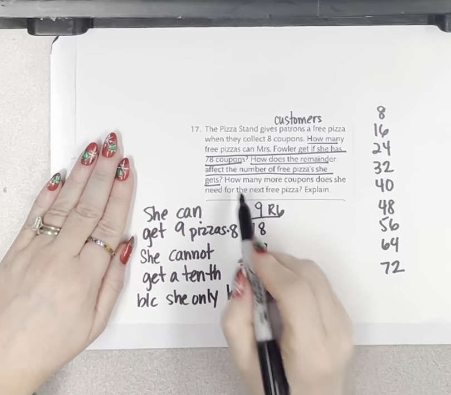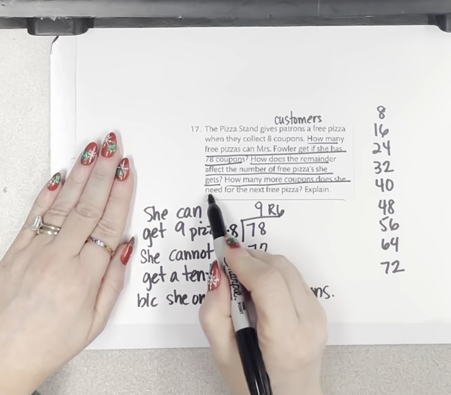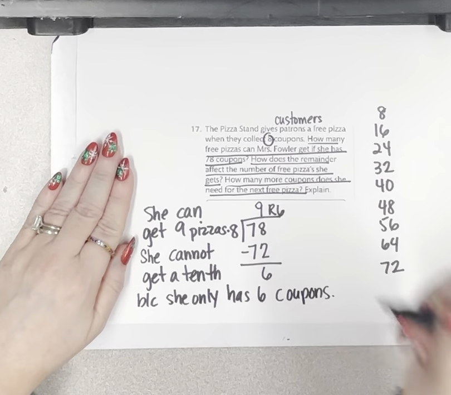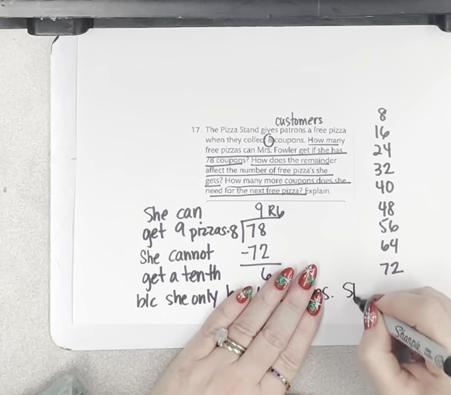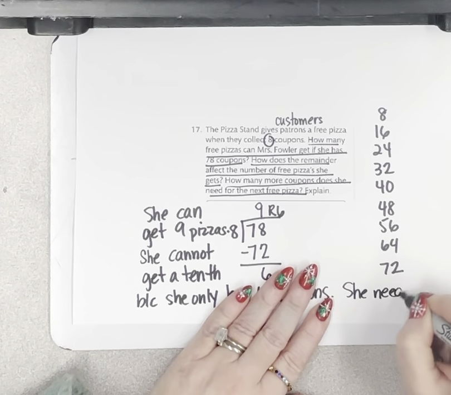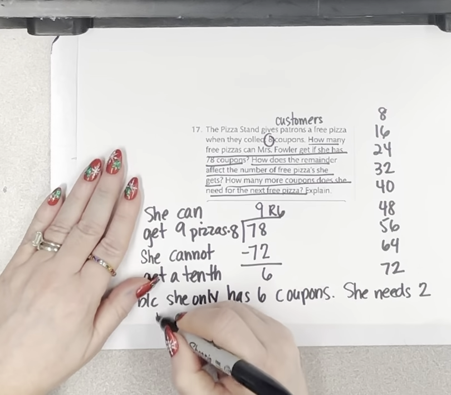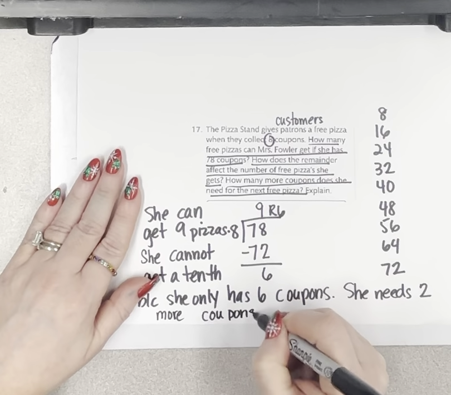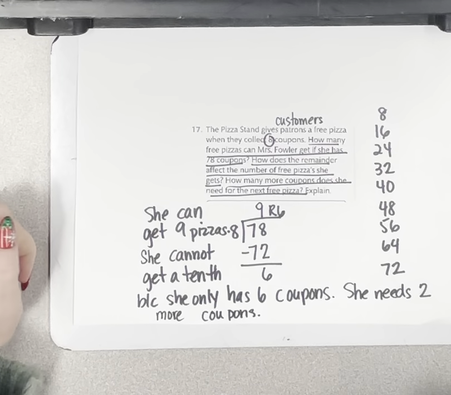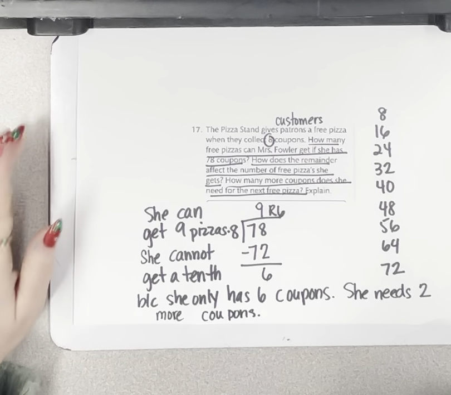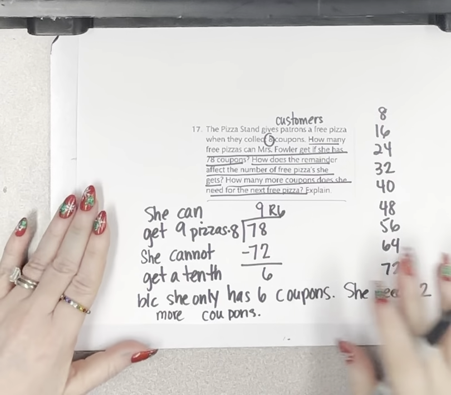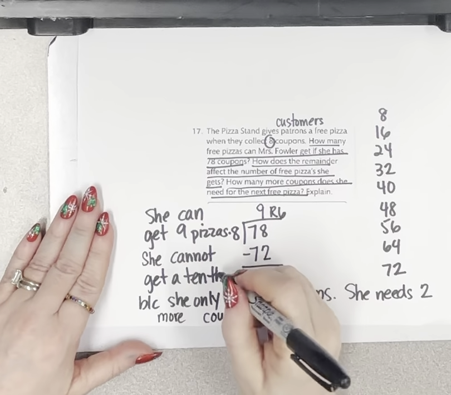Answered the second question. How many more coupons does she need for the next free pizza? Well, if she needs 8 and she has 6, she needs 2 more coupons. Right? I'm not asking for a short story. I'm not asking for an essay. Just a couple of sentences explaining why she needs 2 more coupons and why she can't get a 10th.